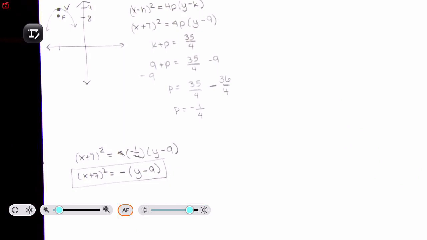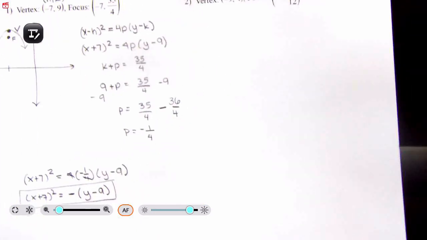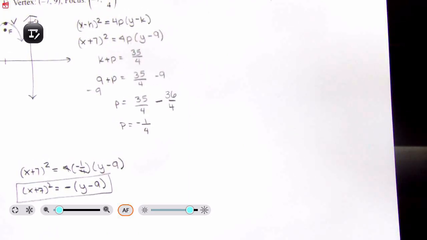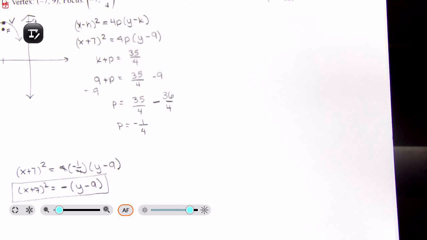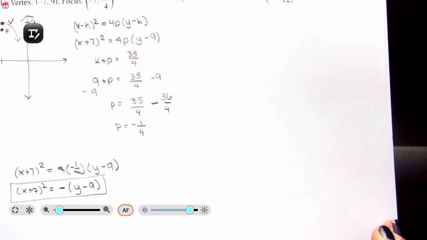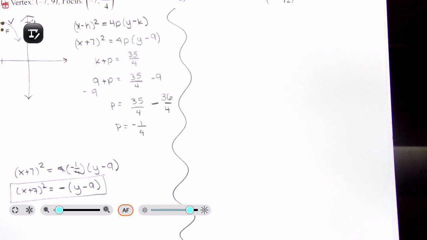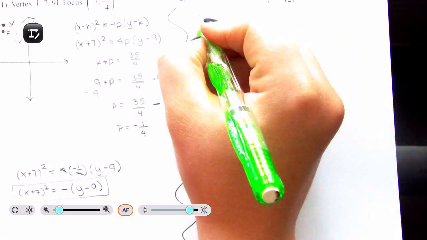Let's do one more. Hopefully, I just realized all of our examples are using the equation for the up and down parabola. So maybe this one will be left and right. If not, then I will find you an example. We have to do at least one that is the other equation. All right, let's do this really quickly.